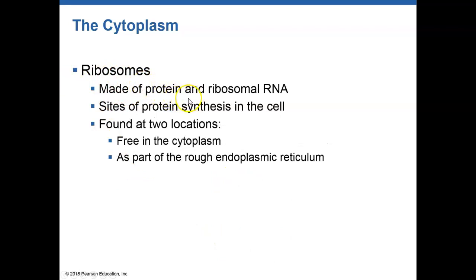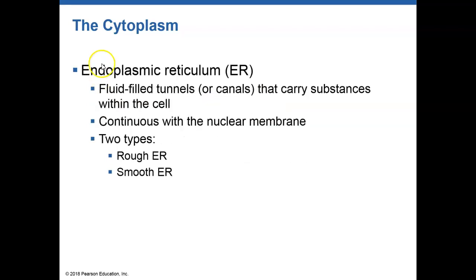Ribosomes, these are tiny little structures composed of proteins and ribosomal RNA, and they function in protein synthesis. So they're kind of the workhorse where you're producing proteins continuously. Ribosomes can be found free floating in the cytoplasm or as part of the rough endoplasmic reticulum embedded within there.